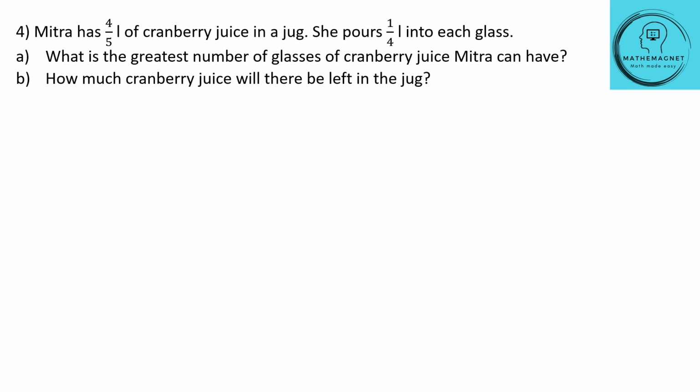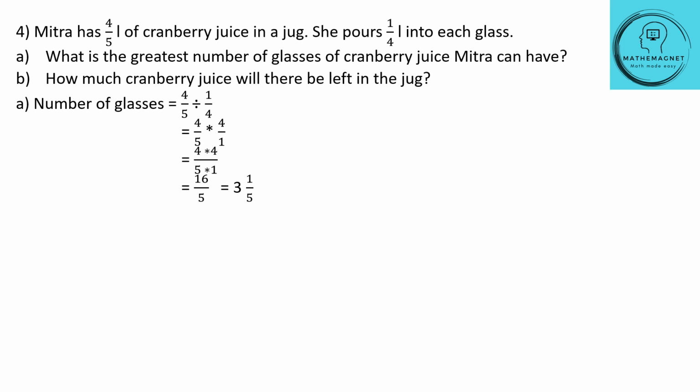First, let us understand the facts that we have. We know the total amount of juice in the jug, which is 4/5 liters, and she is pouring 1/4 liter into each glass, and the question is what is the number of glasses for question A. Okay, so for finding that we will have to divide 4/5 by 1/4. So let's see how to go about it. Number of glasses will be equal to 4/5 divided by 1/4. That will be equal to 4/5 into 4/1, which is equal to 16/5. Now 16/5 can be rewritten in the simplest form as 3 1/5.